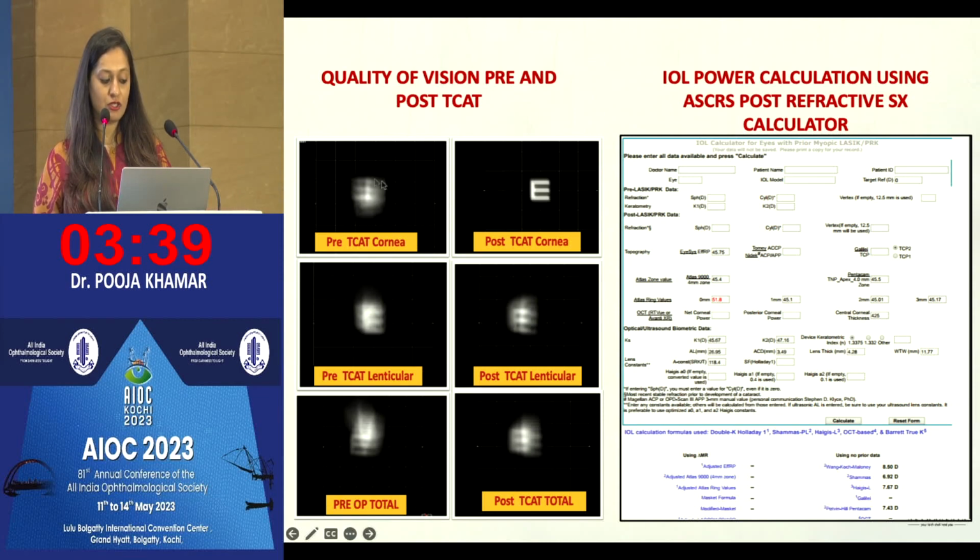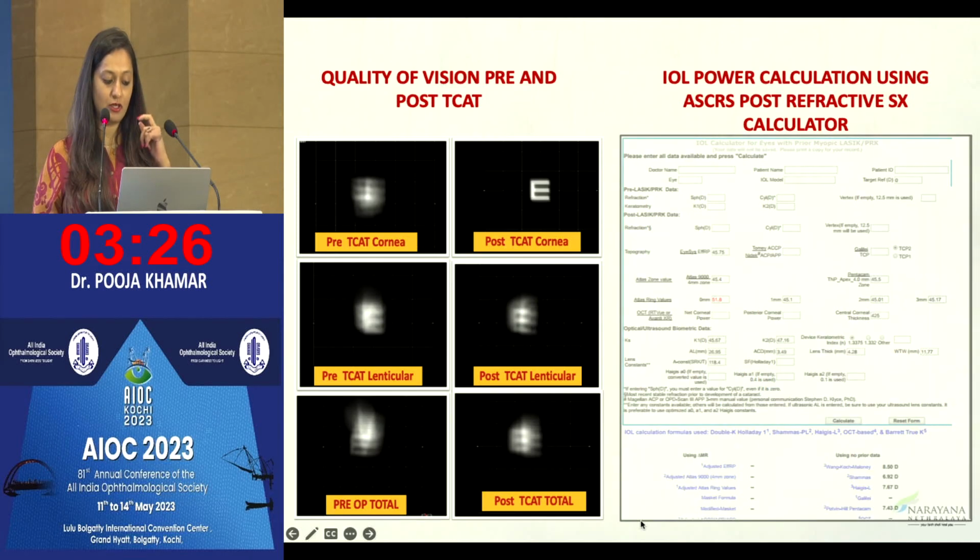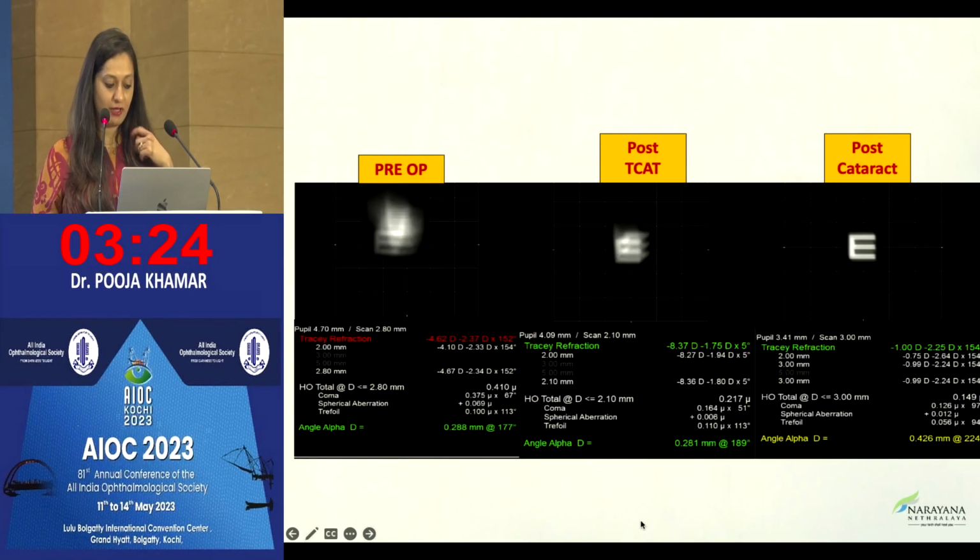And you can see this was the quality of vision of the patient before the TCAT, before the regularization. This is after the regularization, and still there was a lenticular aberration present. So that is why her quality of vision was poor. But once you do the cataract surgery, this is what happens.